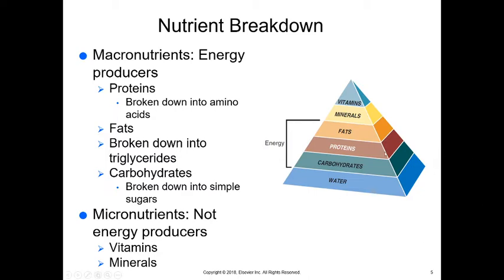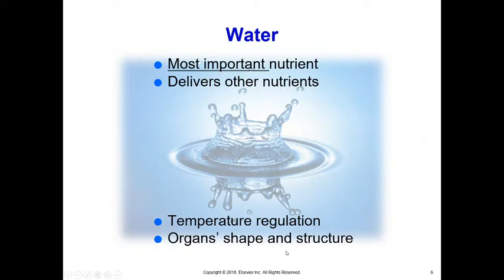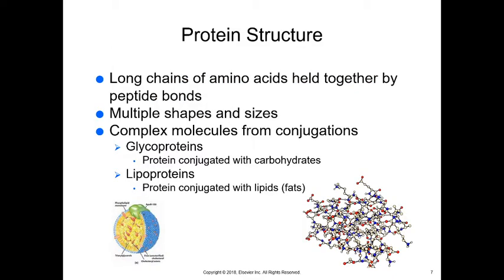This is a kind of food pyramid, which shows at the very base the most important nutrient, to the top the least. I wouldn't say least important, but the ones that you need the least of. So you need mostly water in your diet, then carbohydrates, proteins, fats, finally minerals and vitamins. Water is the most important nutrient. It delivers all other nutrients, helps with temperature regulation, and the organ's shape and structure. Those are really important things.